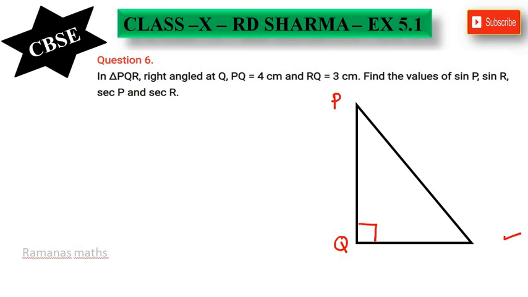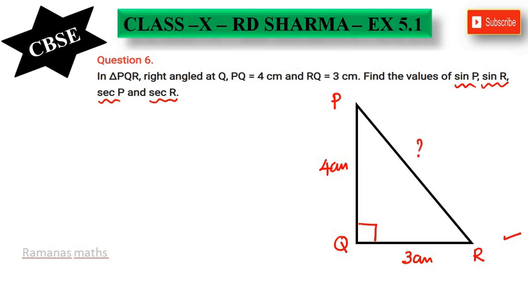So the value of PQ is equal to 4 centimeter and RQ, this vertex is R, okay? So the value of QR is 3 centimeter. So find the values of sin P and sin R, secant P and secant R. So we have to find 4 ratios, 2 related with sin and 2 related with secant, okay? If we want to find other ratios, we have to find the value of hypotenuse.